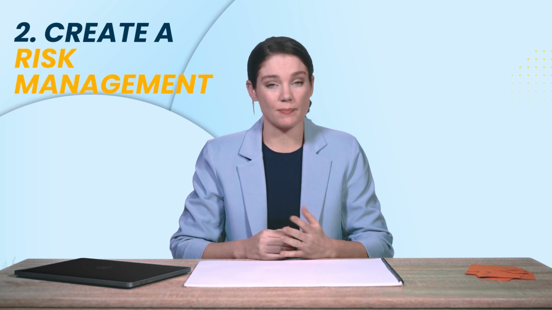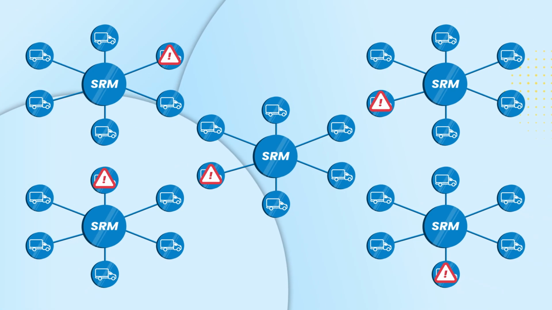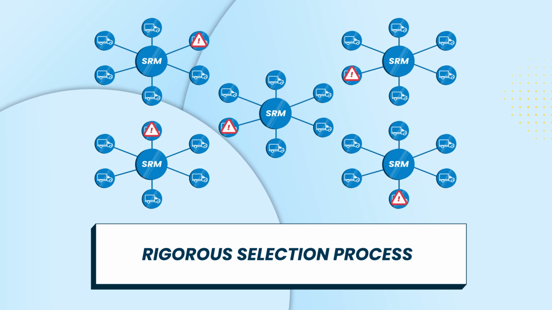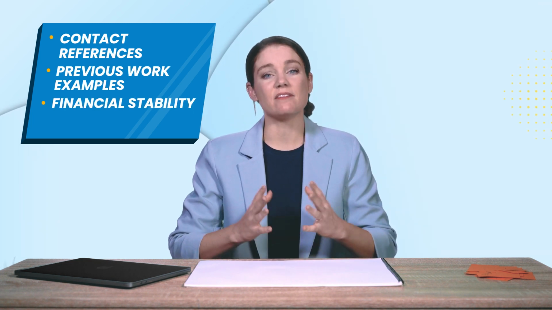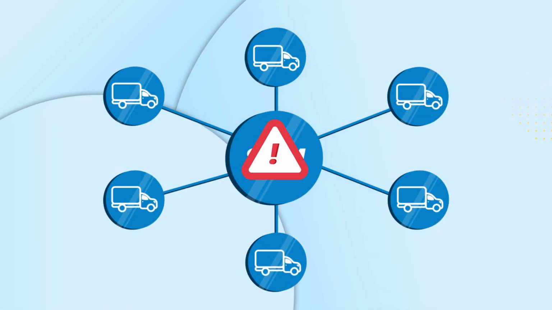A supplier strategy also requires that you create a risk management plan. With so many variables, risks are inevitable when it comes to sourcing and working with vendors. A rigorous supplier selection process can help you minimize potential risks. Before signing with a new supplier, be sure to contact their references, look at examples of their previous work, determine their financial stability, and evaluate the ability to handle the order capacity. By doing this, you will already eliminate some of the risk. Nevertheless, you will still be vulnerable to some degree.